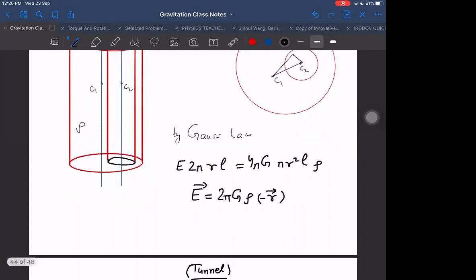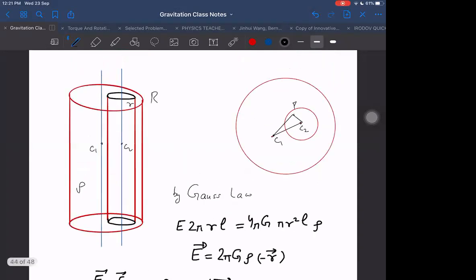Sir, answer got. Are you getting E as this only, which I obtained here? Yes, 2 pi G rho r. Then we will be getting E1 minus E2 again, and that will come out to be 2 pi taken common, G taken common, rho taken common. Let me give you a direct answer. Your answer should be 2 pi G rho times C2 minus C1, only, sir.